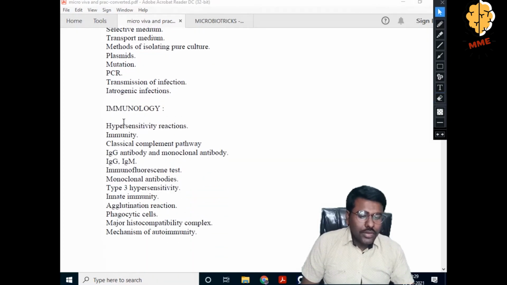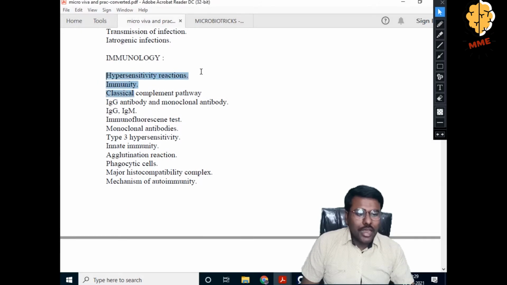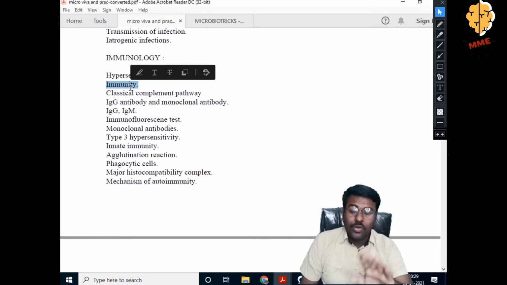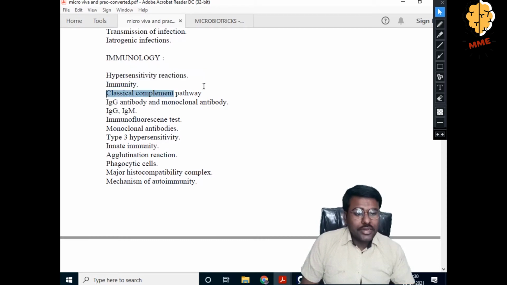Next, coming to the immunology part. First is the hypersensitivity reaction you have to study. Then they ask you what is immunity, what is acquired immunity, what is passive immunity. Then the complement pathway. Complement pathway is a hot topic of your Viva exam. So please study the complement pathway.